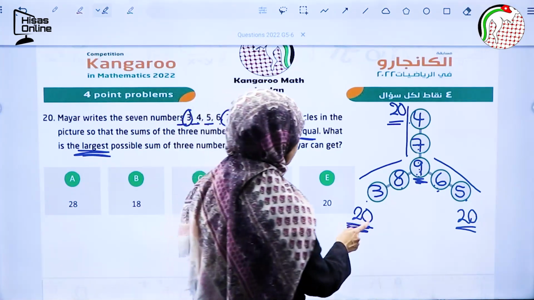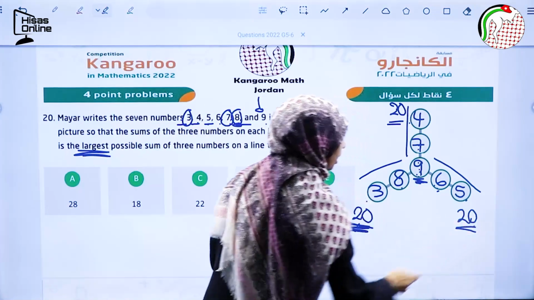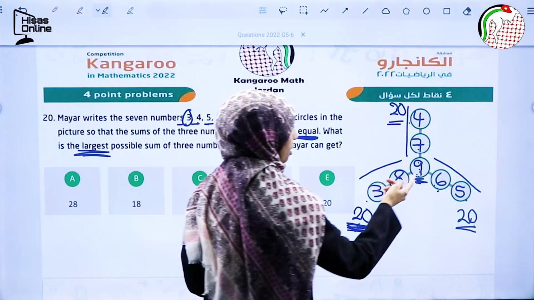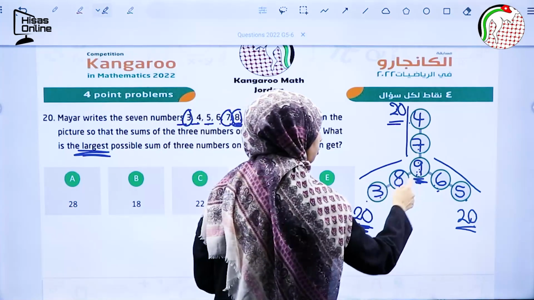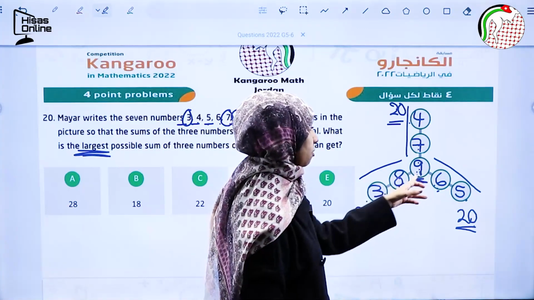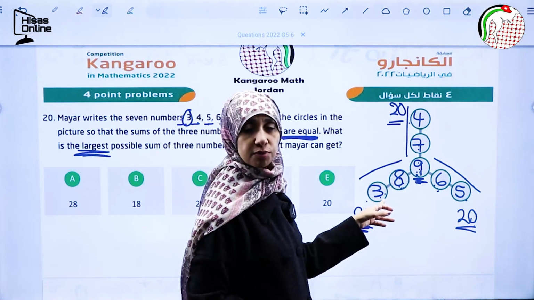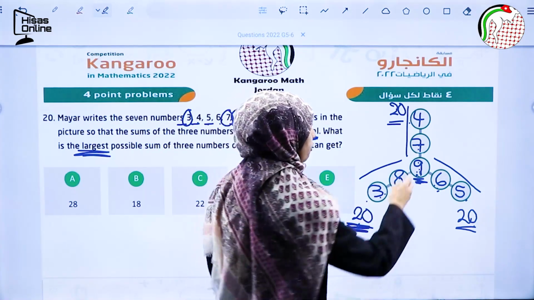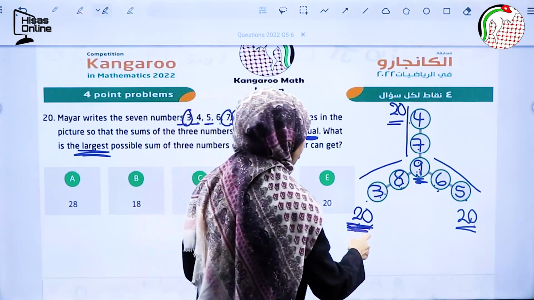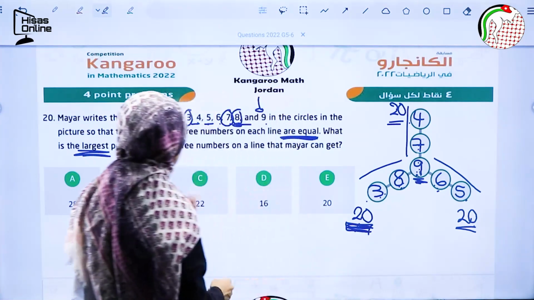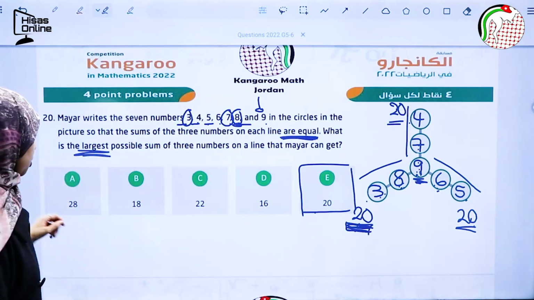And don't forget, you must have an equal sum on the 3 lines. Some of you will think, okay, can I put 9, 8, and 7? Those are the biggest numbers here. Of course, if you put them and add, you will find that 9 plus 8 is 17, 17 plus 7 makes 24. If you put other numbers here, you will never get 24. The maximum number you can have is 20. So 20, which is E, will be your right answer for this question.